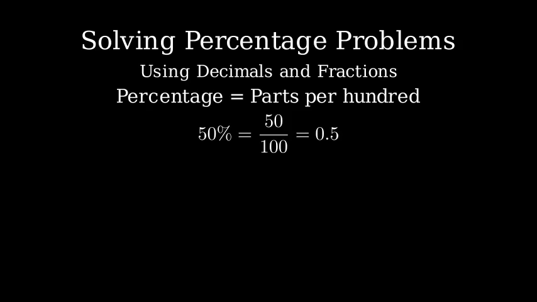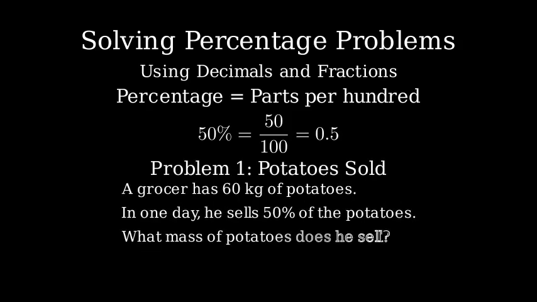Let's look at our first problem. A grocer has 60 kilograms of potatoes. In one day, he sells 50% of the potatoes. What mass of potatoes does he sell? Let's solve this first using the decimal method.